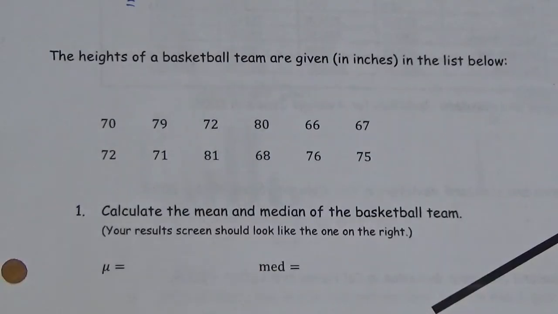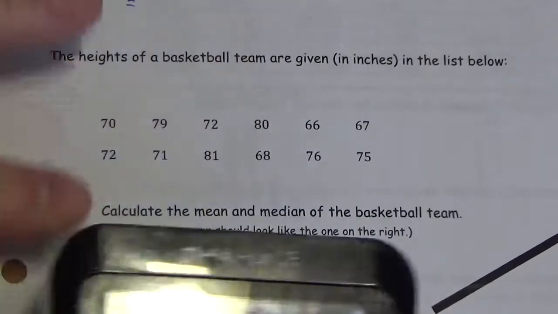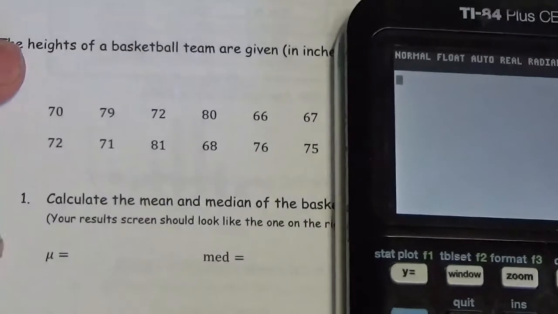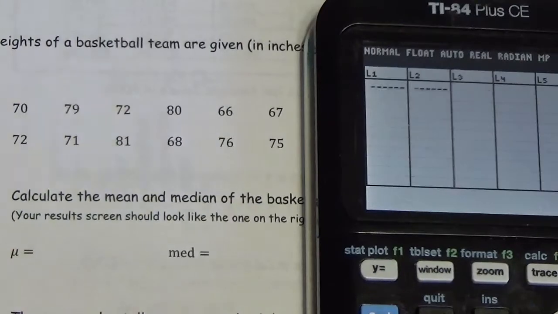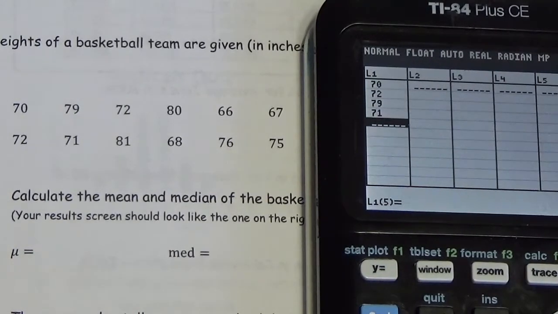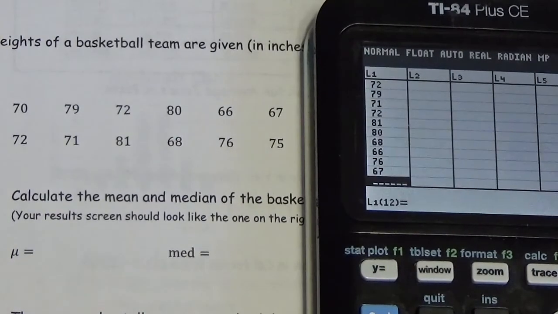Okay, so let's take a look at this question here. It says the heights of the basketball team are given in inches in the list below. So we're going to enter this into the calculator. I will go stat, edit, and I've cleaned up the list, so we're good here. I'll just enter this in. So 70, 72, 79, 71, again 72, 81, 80, 68, 66, 76, 67, and 75. Okay, and 12 looks like the right number there, so that looks good.